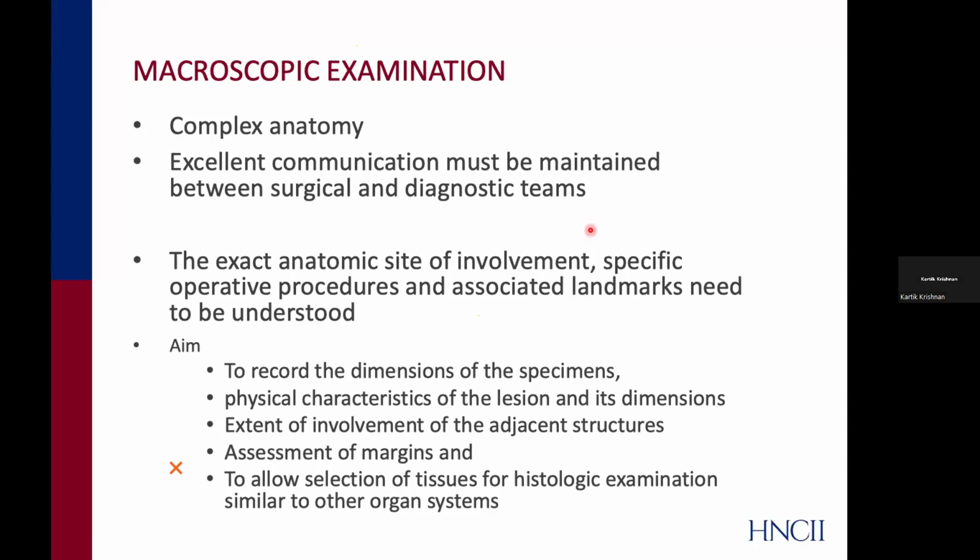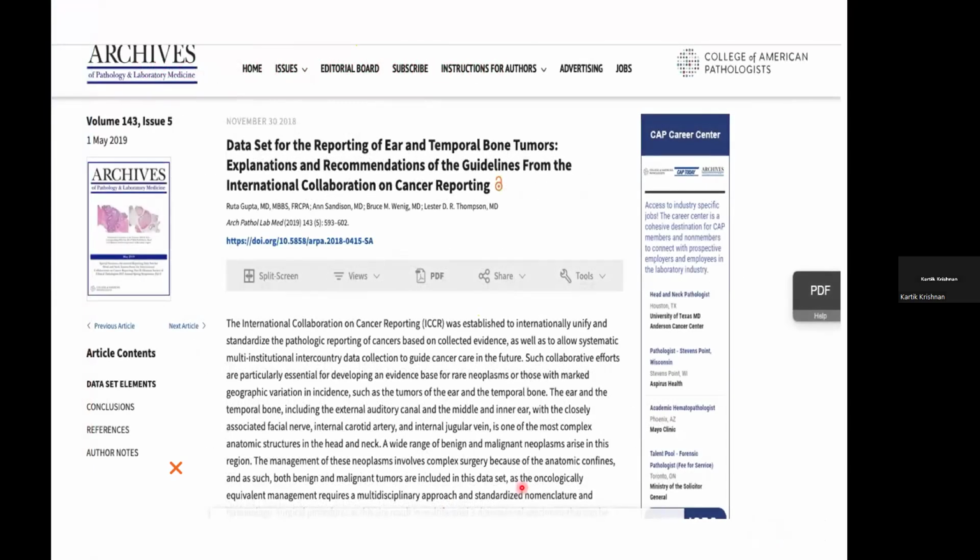So there is a concept called macroscopic examination once your surgery is done. What is the aim of the macroscopic examination? It is to record the dimensions of the specimen, to know the physical characteristics of the lesion and its dimensions, the extent of involvement of adjacent structures, any assessment of margins, and to allow selection of tissues for histologic examination. Hence, there is the International Collaboration on Cancer Reporting, ICCR. They have come up with a data set for reporting of ear and temporal bone tumors. In it they have clearly said how to orient the specimen, how to key for LTBR and STBR, and what different structures we have to send separately to the pathologist to read and study. This is a very good article which you can all go through.